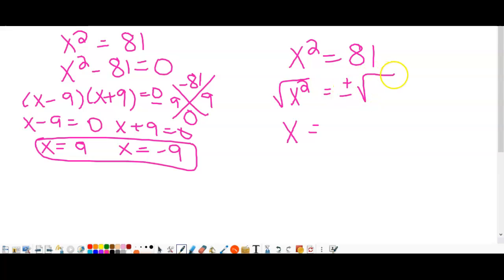When you take the square root of a number, it is the positive and negative of that number. So once again, I get x equals, and 81 is a perfect square from my chart. Square root of 81 is 9. So x equals plus or minus 9.